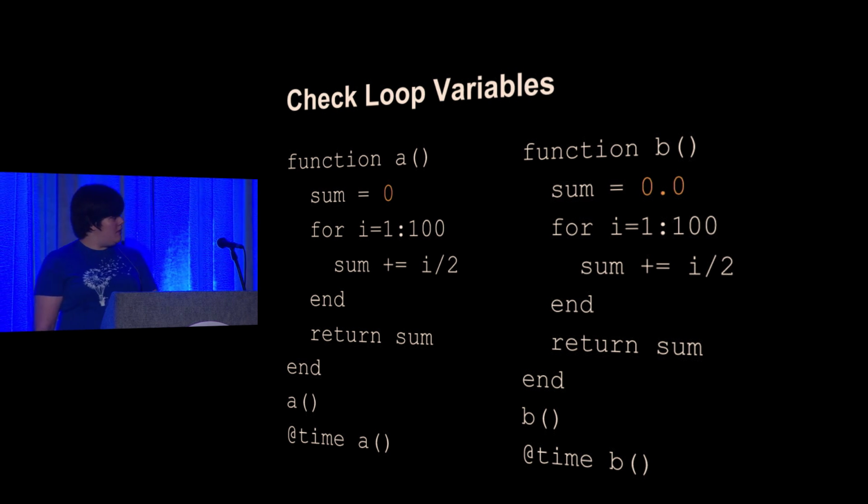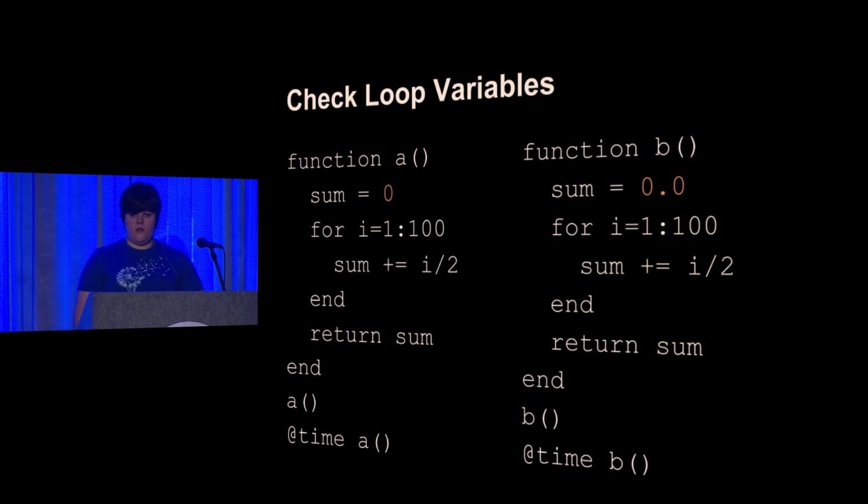So, sum is equal to 0, for i is 1 to 100. So i is going to take on the values 1 through 100, counting by 1: 1, 2, 3, and ending at 99, 100. For each value of i, we're going to say sum is equal to sum plus i divided by 2. Then we return sum at the end. Both sides do that.